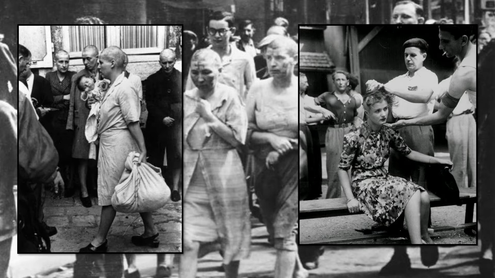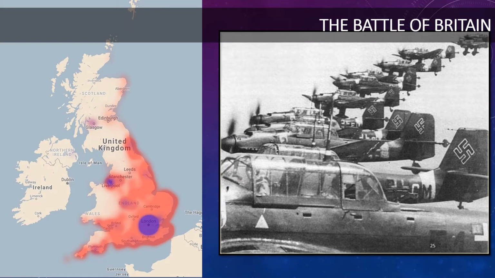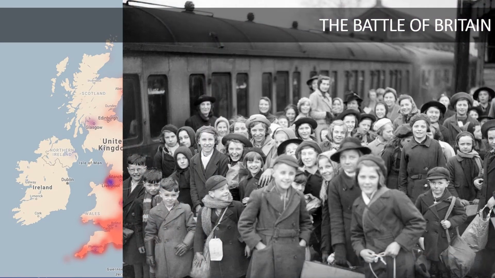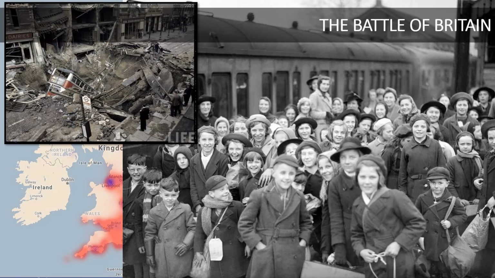But let's return to German expansion. Next, Hitler turned his sights on Britain. From July 10th to October 31st, 1940, the German Luftwaffe engaged in the Blitz, a heavy bombing campaign in large cities, particularly London. Although children were evacuated to the countryside and many citizens slept in the subway tubes, over 40,000 British civilians were killed in urban bombing raids.